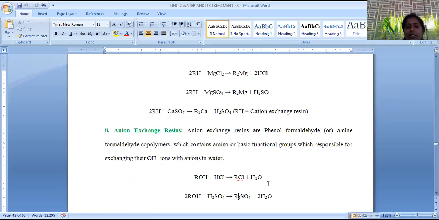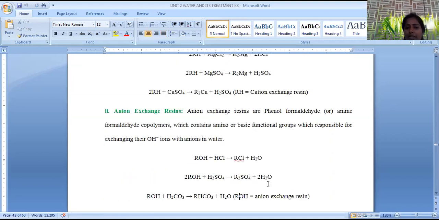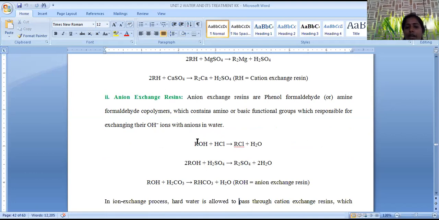Then it enters the second chamber, called the anionic exchanging resin, where the resin is made up of ROH. R stands for resin and the terminal has an OH functional group. It is the active group which can be easily replaced. Now, the acidified water coming from this cationic resin enters the anionic resin. This anionic resin is selective for the replacement of anions present in the water.